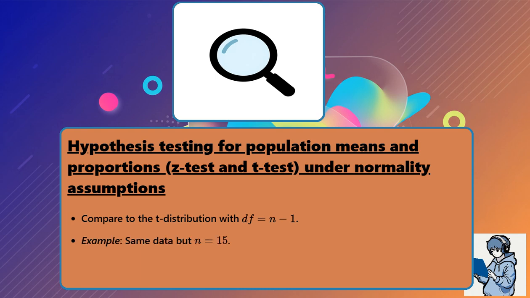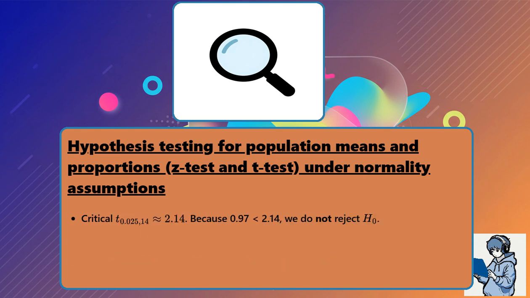Example, same data but n equals 15. T equals (105 minus 100) divided by (20 over the square root of 15), approximately 5 divided by 5.16, equals approximately 0.97. Critical T sub 0.025, 14 is approximately 2.14. Because 0.97 is less than 2.14, we do not reject H naught.